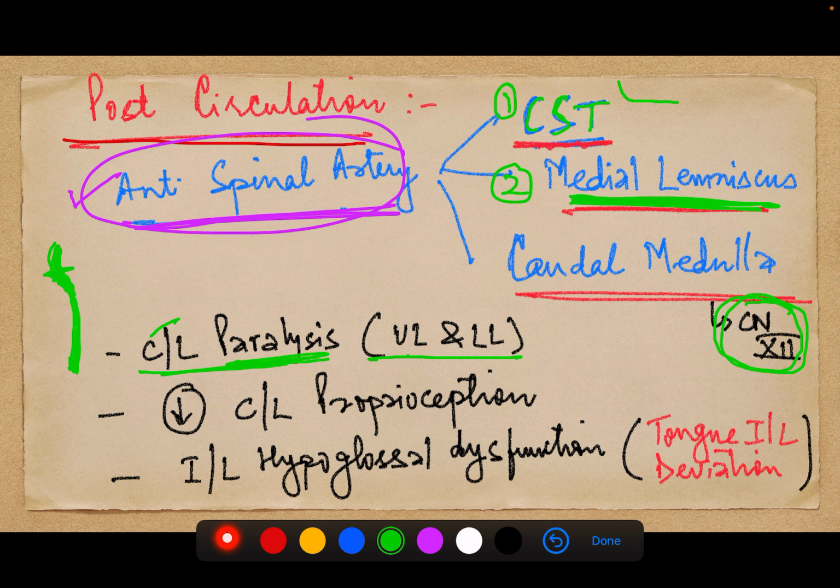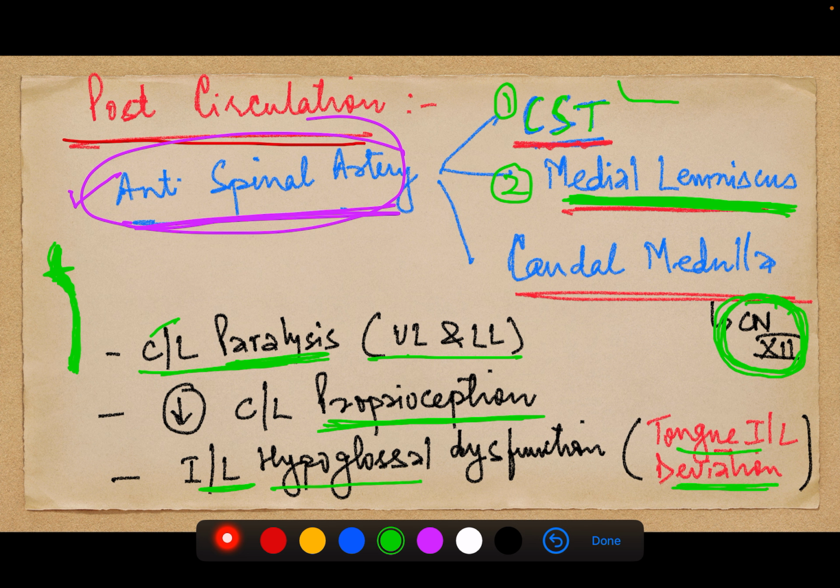And the dorsal column, if we can remember our physiology part, this dorsal column or the posterior column, an ascending tract, carries the sensation of proprioception, joint position, and vibration. So the patient will have reduced proprioception, joint position, or vibration from the opposite side of the body. And the third thing is the 12th cranial nerve, the hypoglossal nerve, getting involved. So the ipsilateral, same side, tongue will get deviated.